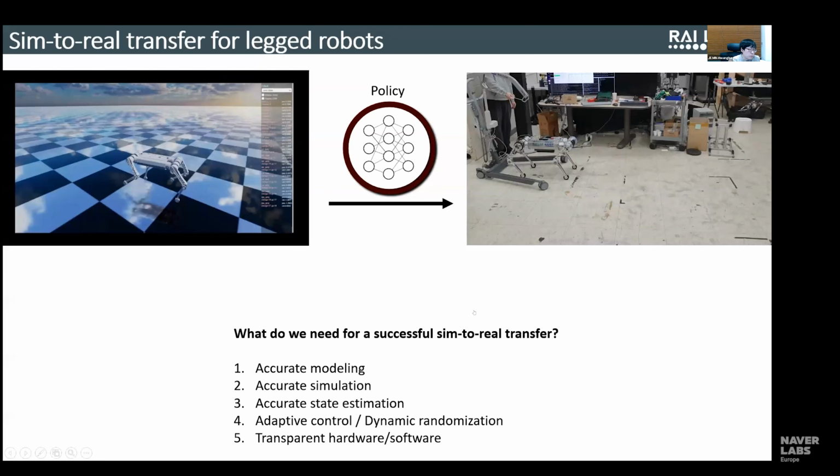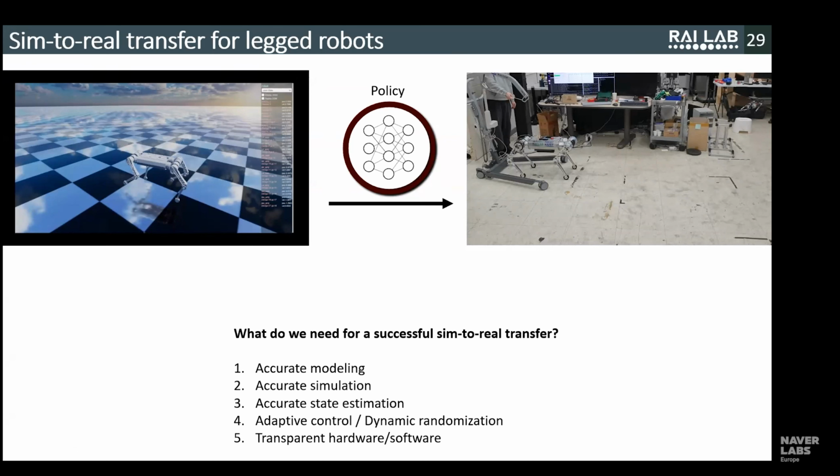So yeah, here are my takeaways. If you want to do sim to real well, then you have to think about these factors: accurate modeling, accurate simulation, accurate state estimation, adaptive control, dynamic randomization, and good hardware. Okay, thank you for listening and I'm willing to answer your questions.